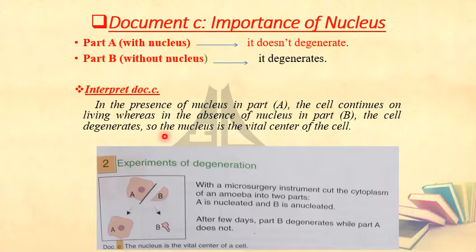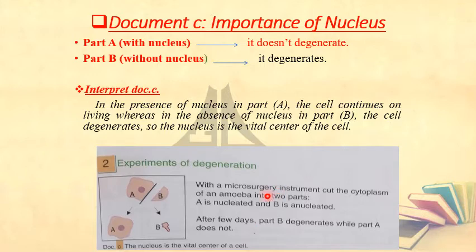So if I ask you to interpret document C, you can tell me, in the presence of a nucleus in part A, this is the variable presence and absence of nucleus, the cell continues on living, whereas in the absence of a nucleus in part B, the cell degenerates, it dies. So the nucleus is the vital center of the cell. It is the important part of the cell.